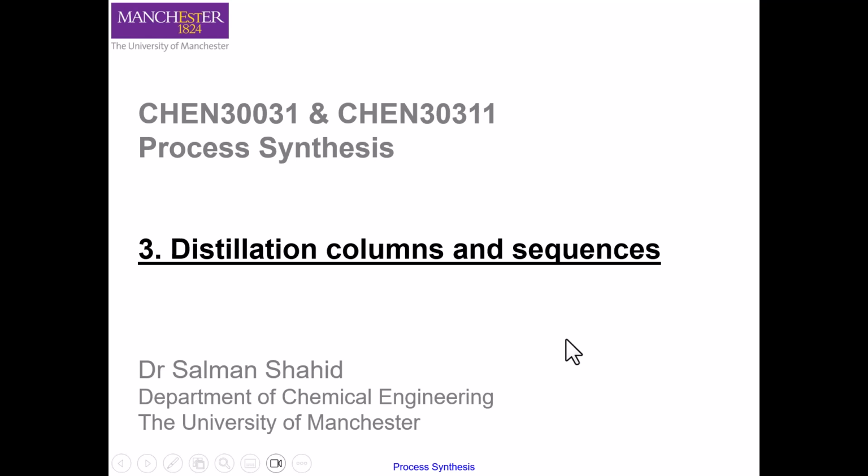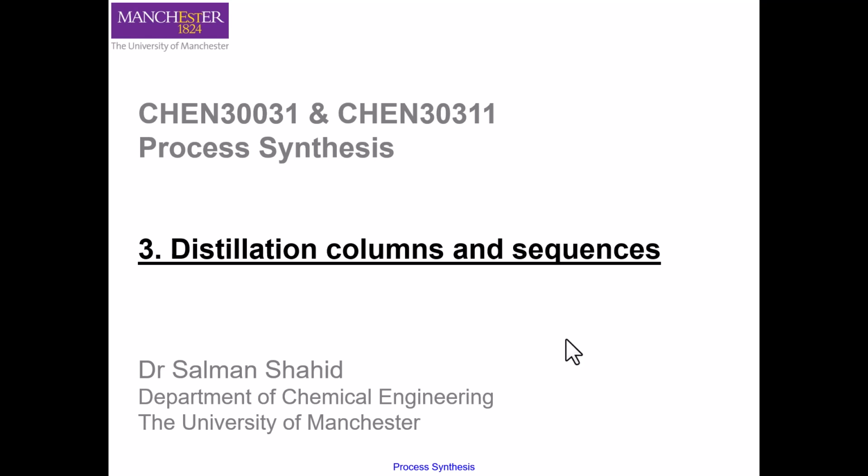So in this part of the lecture, we will talk about distillation columns and their sequences. You will need to recall the material that you have learned in distillation and absorption, or will learn in multi-component engineering separation units.